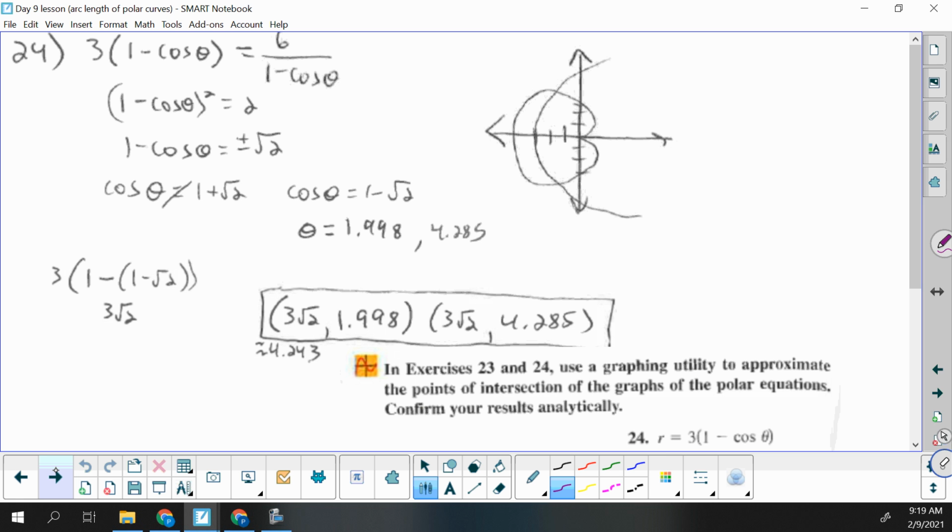So for this one, to find when cos theta is equal to 1 minus radical 2, after you do your neatening up, when you cross multiply, take the square root, and so on, you get those values of theta to 3 decimal places. Now to find the radius, you could figure out the radius nicely because we had cos theta equals 1 minus radical 2. Put that in for cos theta in the 3 equals quantity 1 minus cos theta. Just distribute the negative and you get 3 square root of 2 for that. If you had done it in decimal form, it would have been 4.243.